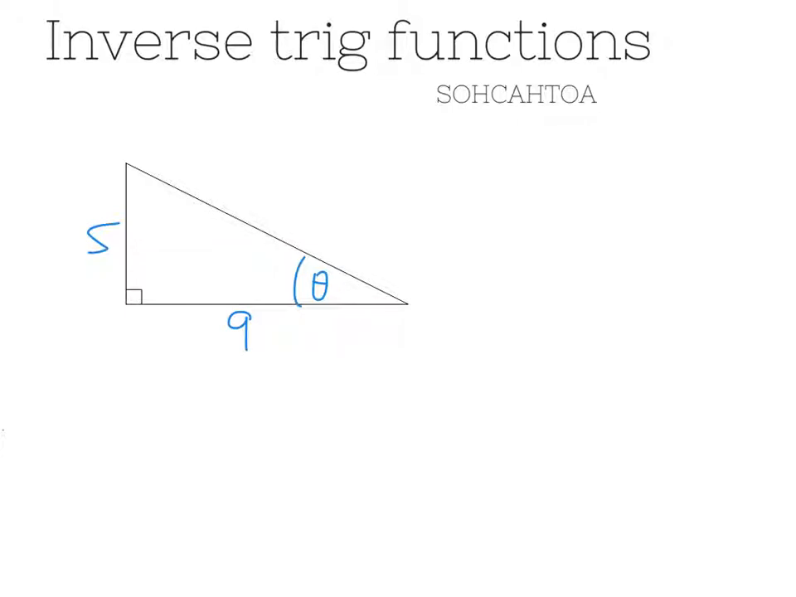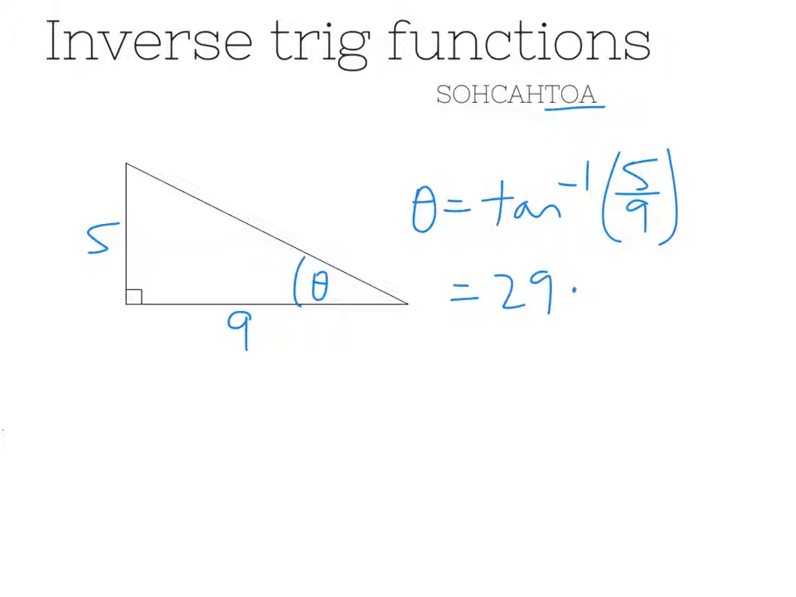In this right angled triangle, we have the opposite side length 5 and the adjacent side length 9. Since we have the opposite and adjacent, we're using tan. So theta is the inverse tan of the side ratio O on A, which is 5 on 9. On a calculator, that's 29.05 degrees.